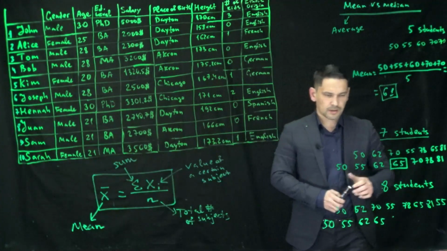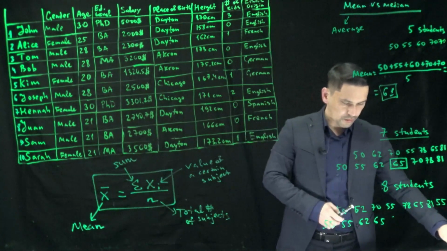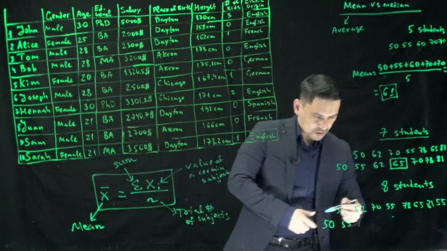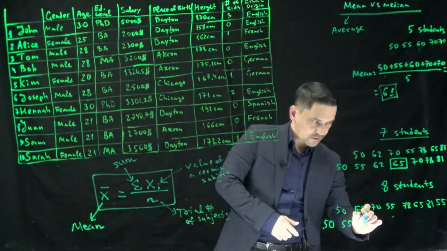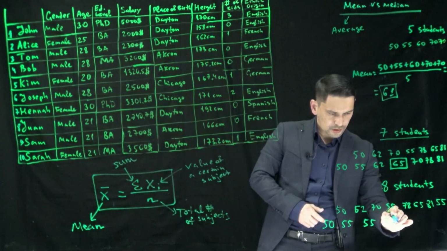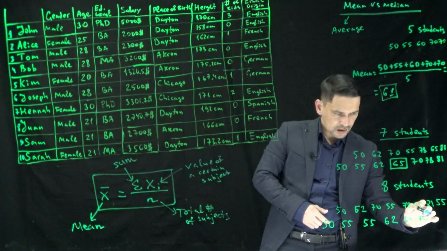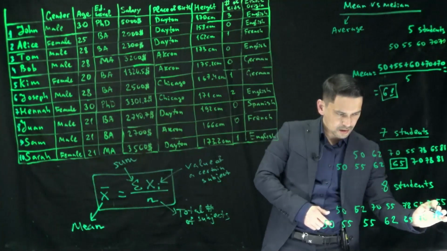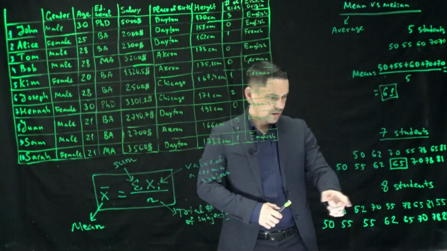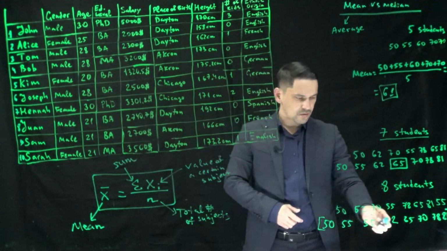Hold on one second. I made a mistake over here. I got 2 students who scored 55, so I'm going to write 55 twice here. So the lowest score is 50, the next one is 55, 55. The next one is 62, 65, 70, 78, and 81 is the highest score. So I got 8 students in my class, and I put the exam scores of all the 8 students in ascending order.